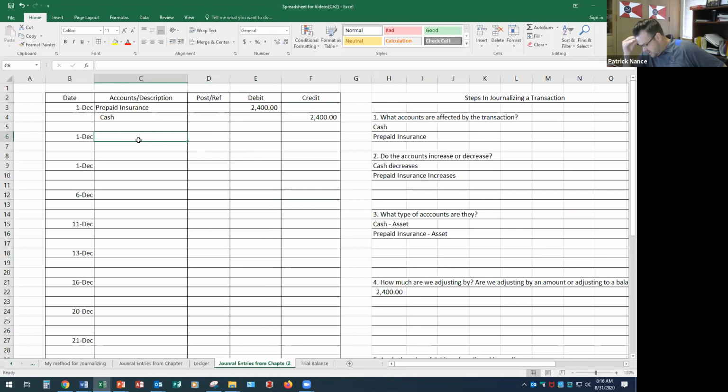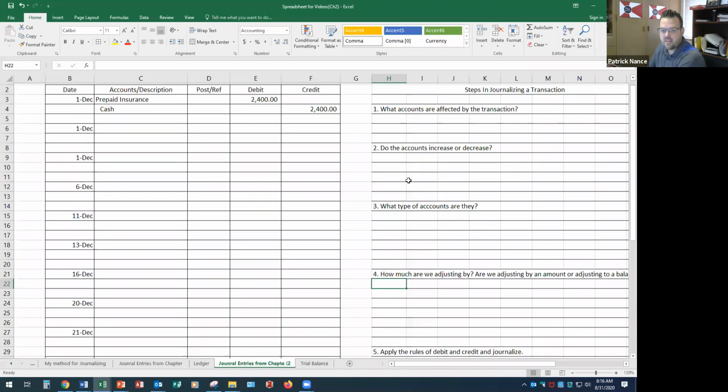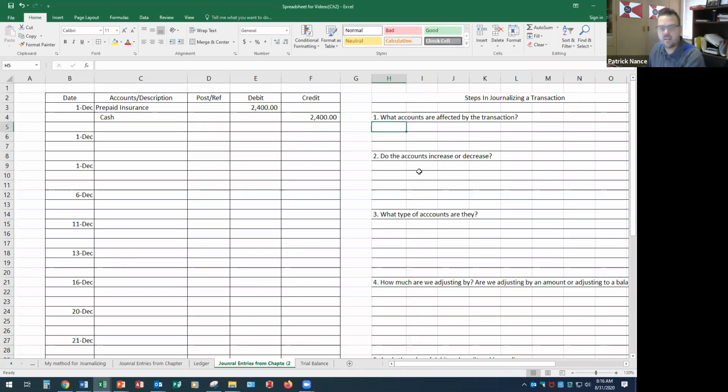It says Net Solutions paid rent for December for $800. The company from which Net Solutions is renting the office space now requires payment at the first of each month rather than the end of each month. So what accounts are affected? Well, I'm not going to type them all out this time, but the accounts that are affected in this case are cash and rent expense, because I'm paying for rent.